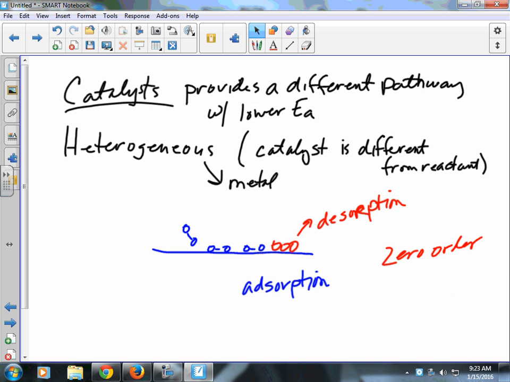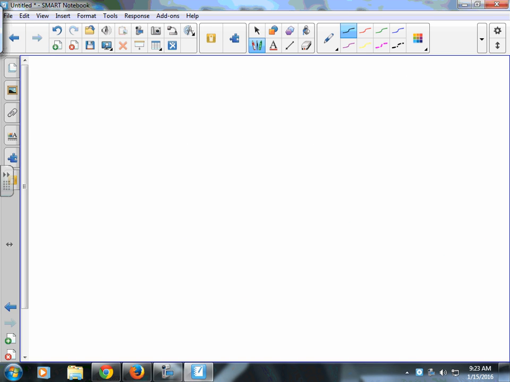We look at this mechanism. Let's see. N2 plus O2 yields 2NO. And this is a skill that you will do on the exam Tuesday. NO plus 1/2 O2. I'm just writing out the steps of the mechanism right now.